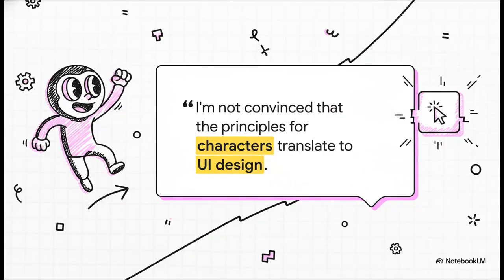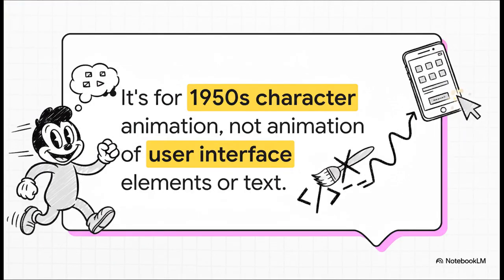And you see this viewpoint all over the design world. Take this comment from Reddit user Schroeder8, who basically says, look, I'm just not convinced these principles for characters work for UI design. It just makes more sense for a screen element to feel robotic. The context is totally different. And another user, Kamamil, puts it even more bluntly. They say these rules are for 1950s character animation, not animation of user interface elements or text. It's a great point, right? It's like trying to build a website with a hammer. The tool just wasn't made for the job.